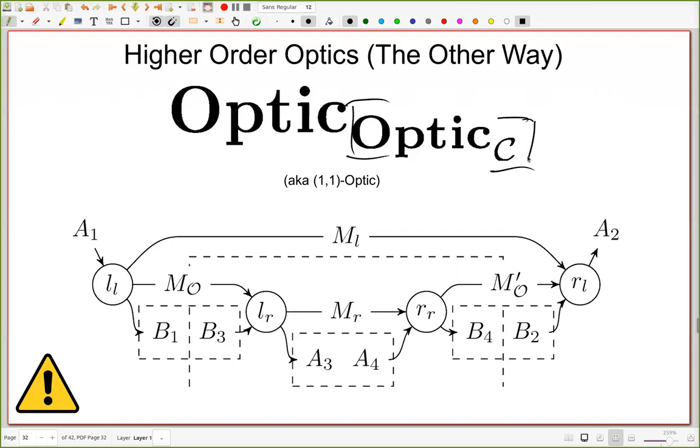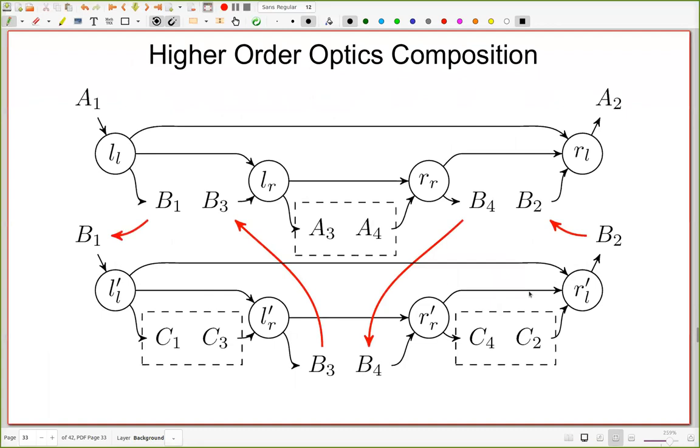So optic C is a symmetric monoidal category, so we can form optic C and get what I call a 1-1 optic. And this is from my write-up. This is basically how we draw this 1-1 optic. And 1-1 optics compose in this way.